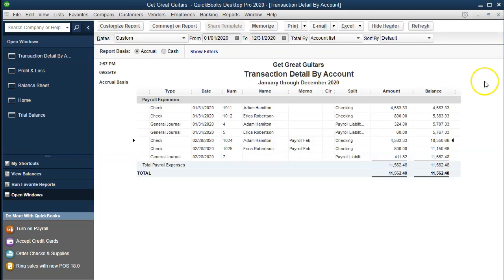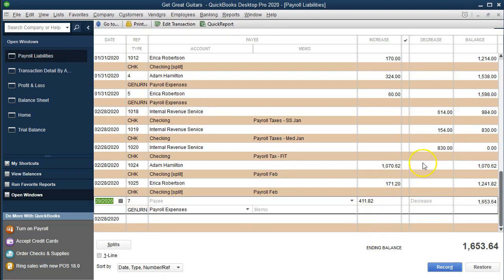And then, of course, we had our payroll taxes that we had to pay over and above. These taxes aren't theirs. This isn't anything that they earned. This is basically the payroll tax that we had to pay over and above just because we have to do that. So there's the 411.